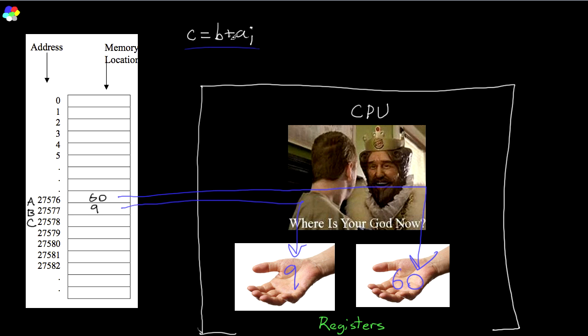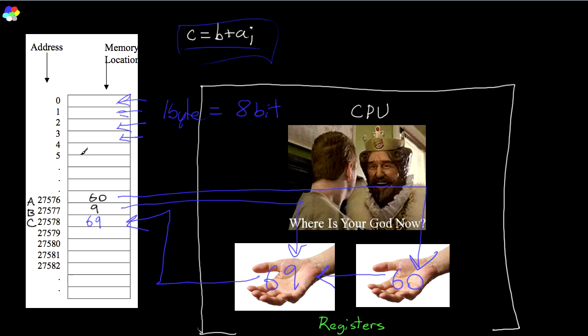The second thing it's going to do is add them together, and it just adds one of them to the other. So let's say it adds this one to here. The result, now this register is going to store the value 69. And the final thing it's got to do is store that result back into memory, into the variable C. So it stores this value into 27578. And there you go, that is this line of code accomplished.